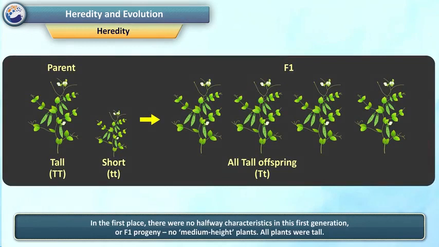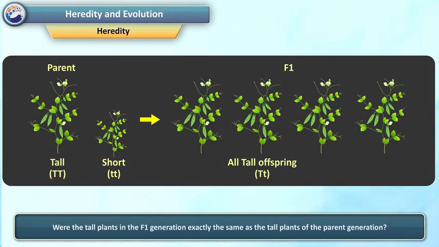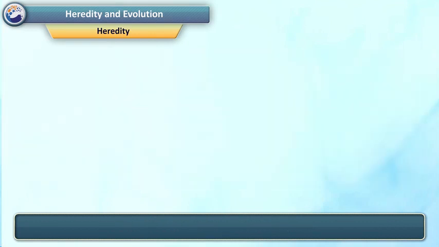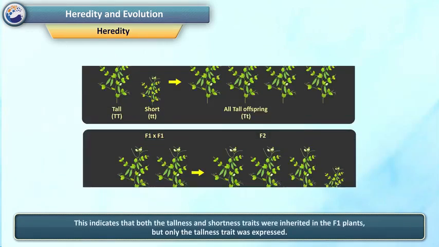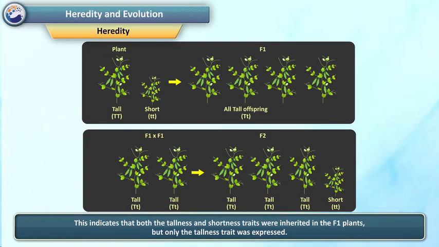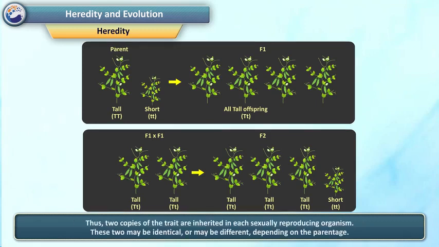All plants were tall. Were the tall plants in the F1 generation exactly the same as the tall plants of the parent generation? The progeny of the parental plants are, of course, all tall. However, the second generation, or F2, progeny of the F1 tall plants are not all tall. Instead, 1/4 of them are short. This indicates that both the tallness and shortness traits were inherited in the F1 plants, but only the tallness trait was expressed. Thus, two copies of the trait are inherited in each sexually reproducing organism.